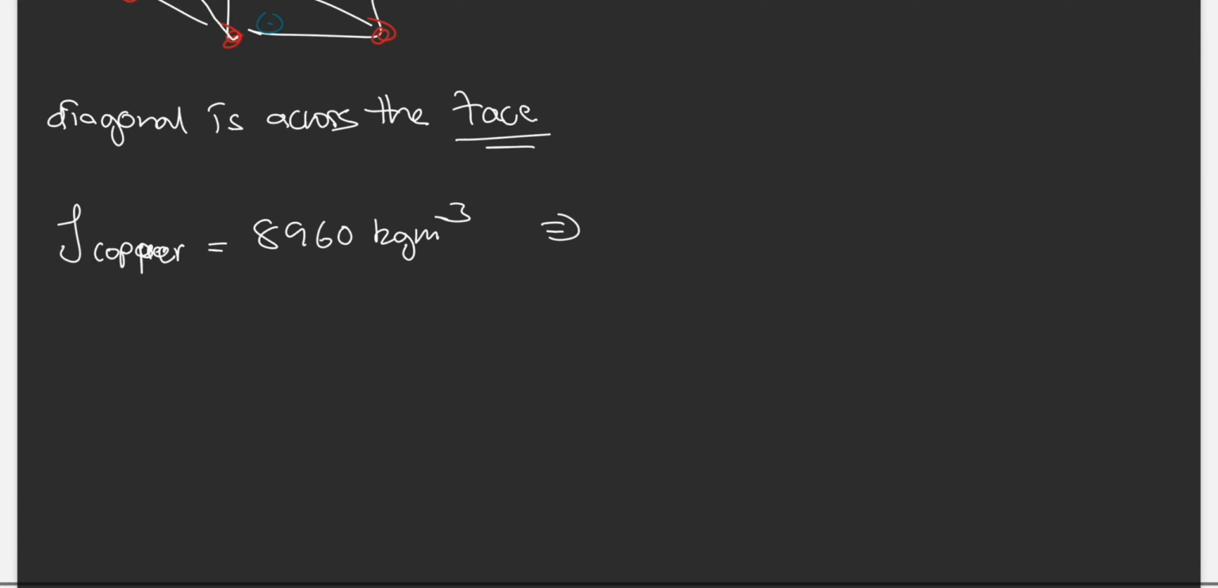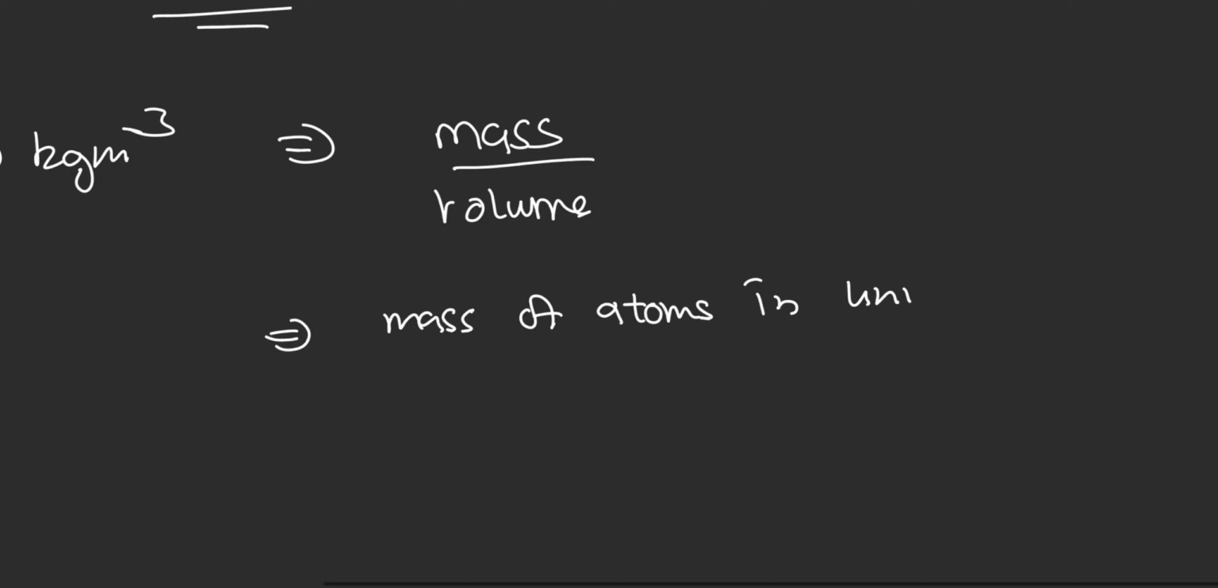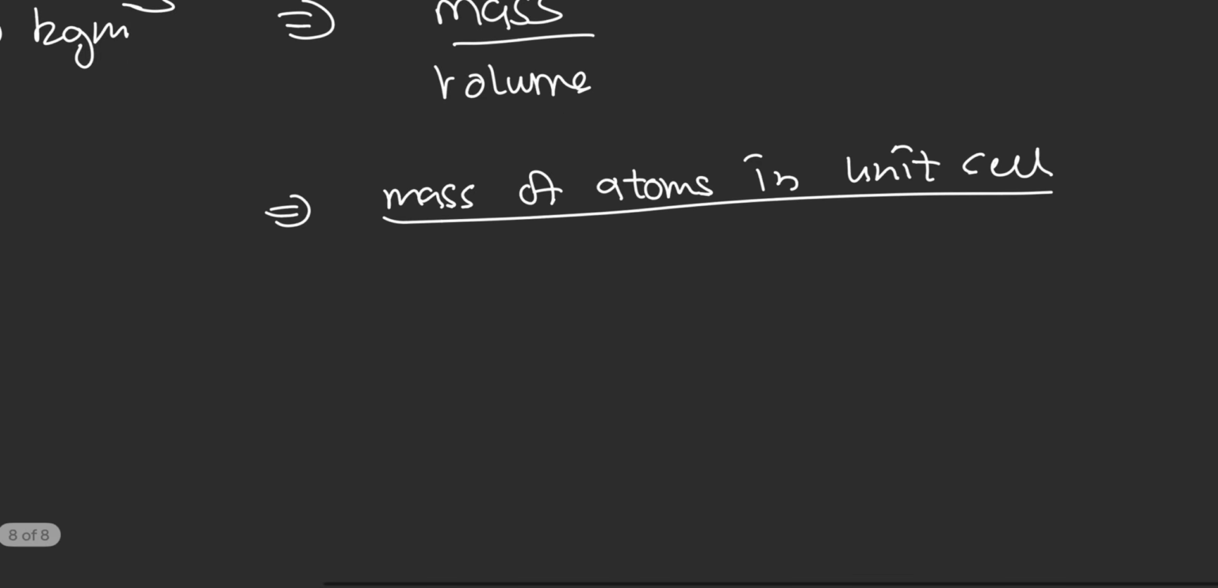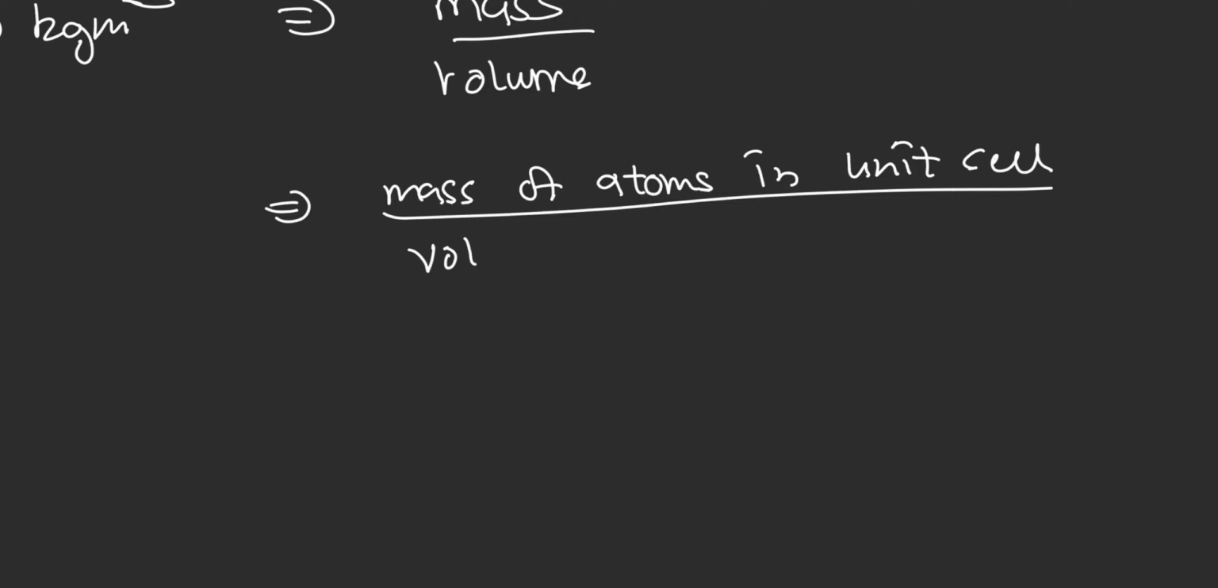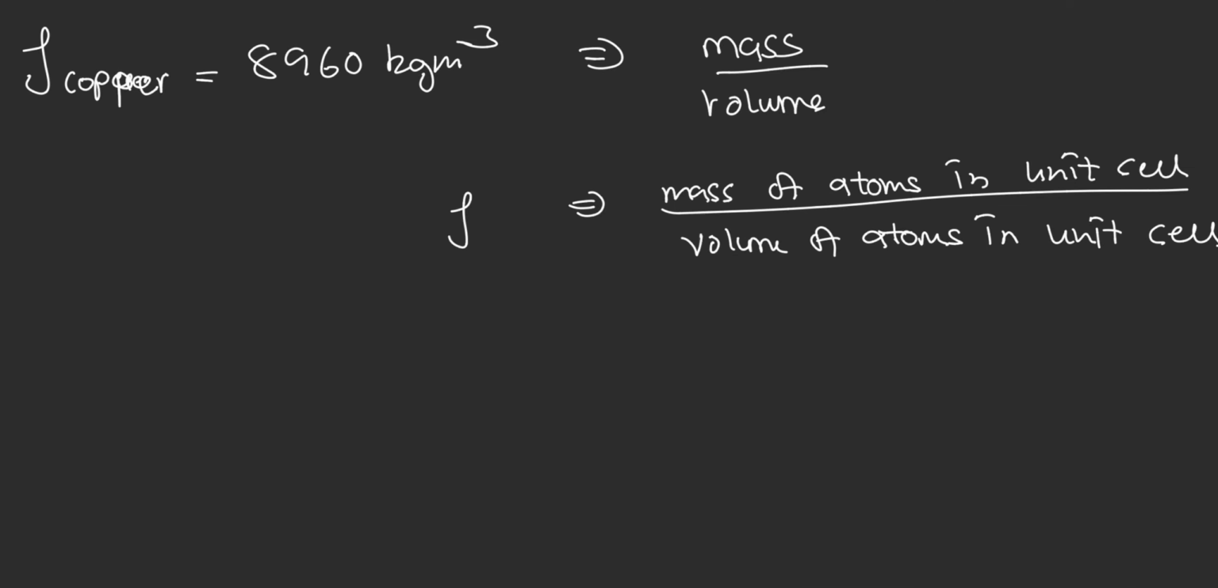You can do interesting, cool things with this, either to find this density. So I want you to think about this. Density is basically mass divided by volume. So this is the mass of atoms in a unit cell divided by the volume of the unit cell. If you have a unit cell, how much mass is inside it, and what is the volume? That basically gives you density for any material.